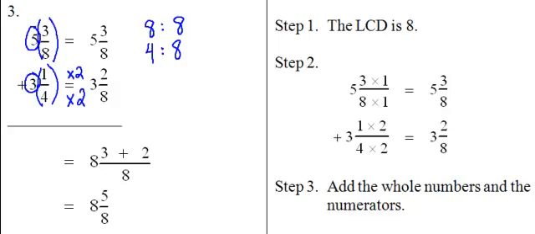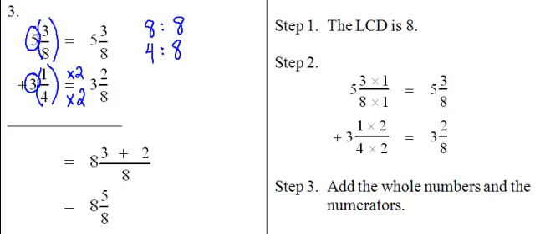Equivalent meaning that it has the same numerical value. If you were to put that into your calculator, you will get the same decimal value for both 3 1/4 and 3 2/8, but they're just written differently. So that's why they're called equivalent fractions.